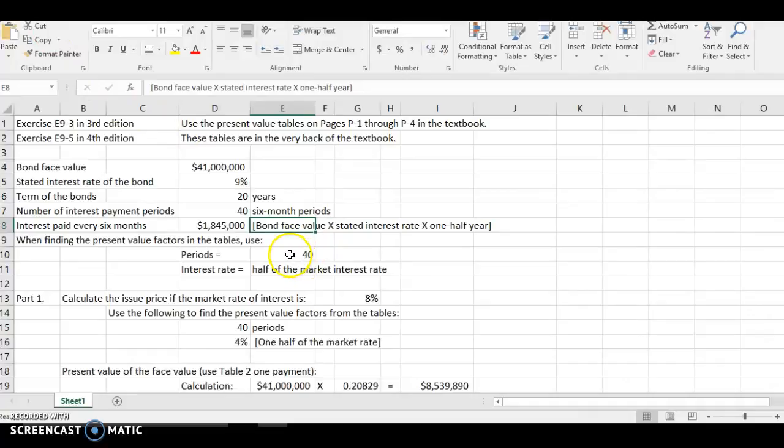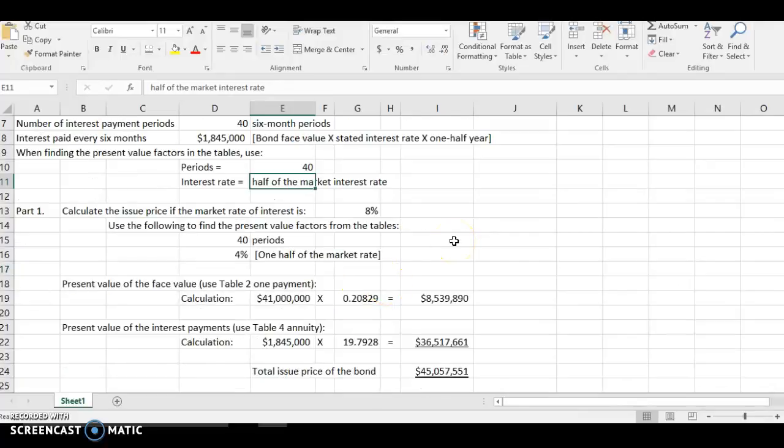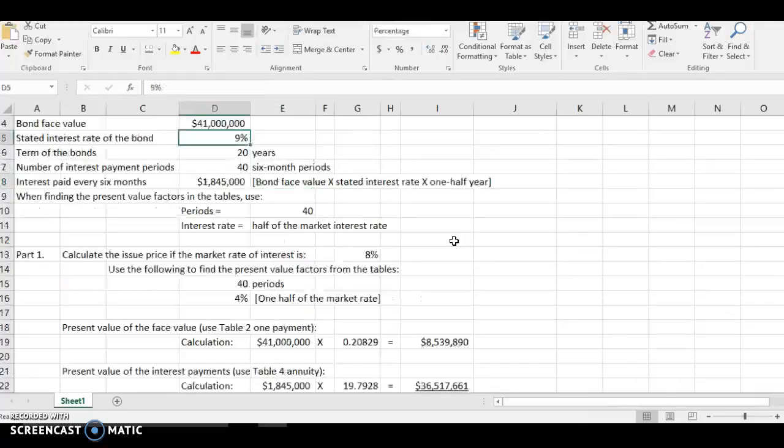In a few minutes, when we go to the tables to find the present value factors to use, we need to use 40 periods for the interest payment periods, and the interest rate we're going to look up on the table will be half of the market rate of interest. In part 1 of the exercise, they tell us that the market rate of interest is 8%. Remember that the stated rate of interest for the bond is 9%. So we have a market rate of 8% and a stated rate of 9%. So we're going to use 40 periods to look up in the table, and we'll use 4%, which is half of the market rate of interest.